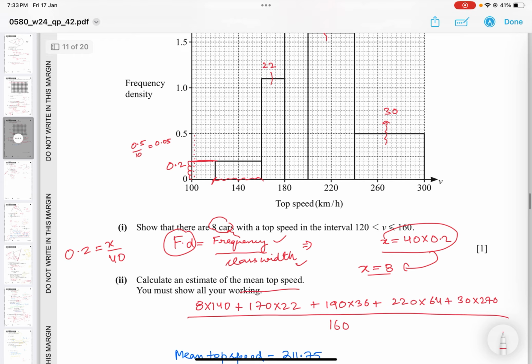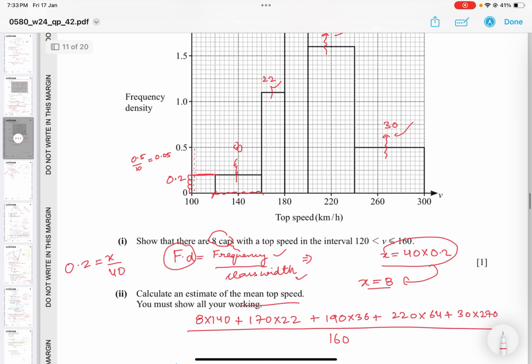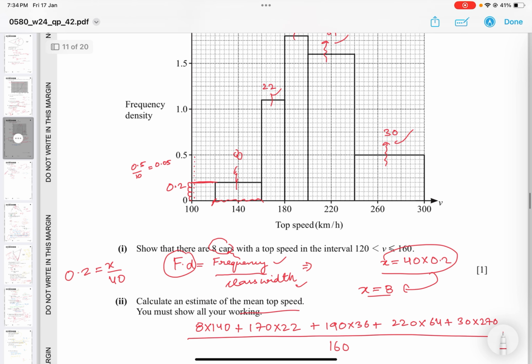First of all, you have to calculate the frequency of every class. For this, I calculated 8. For this was 22, for this was 36, 64, 30. By the same method, you have to do it. Now, what can you do? You have to find the mid value of each interval.